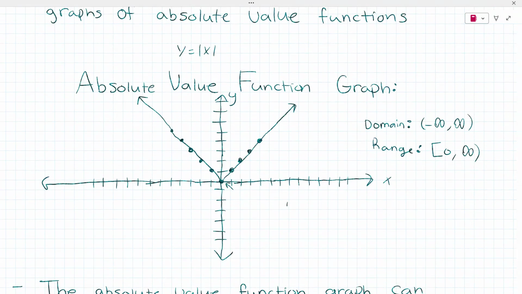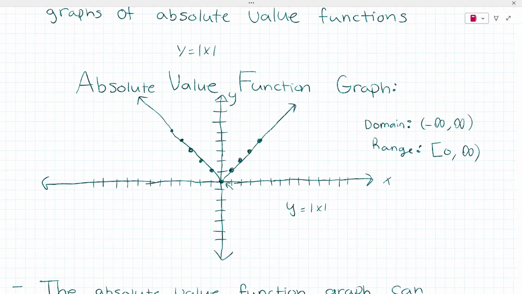The domain is all real numbers. As you can see, you can use any x values you like. And so the range is not all real numbers. The range starts from our smallest y value, which is 0, and then our highest y value goes to infinity.